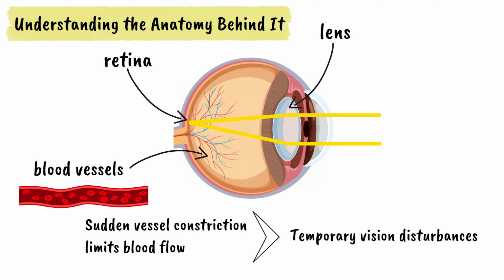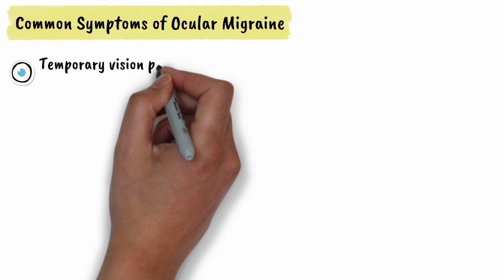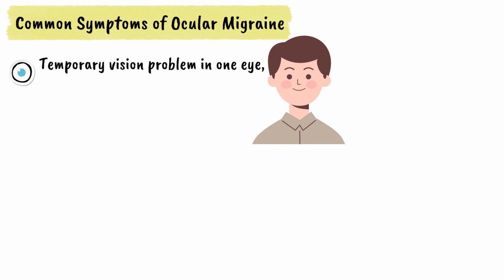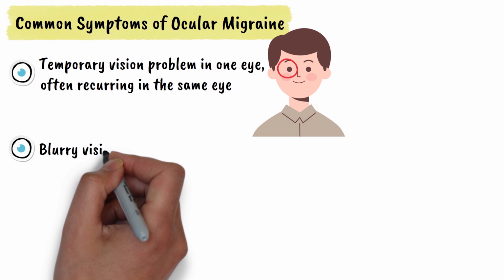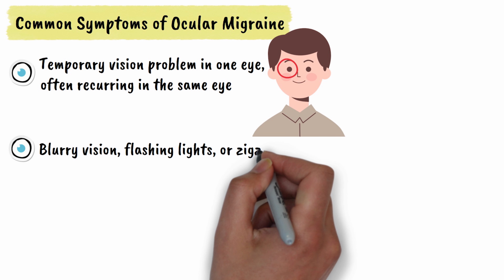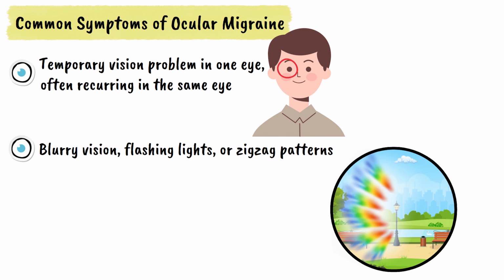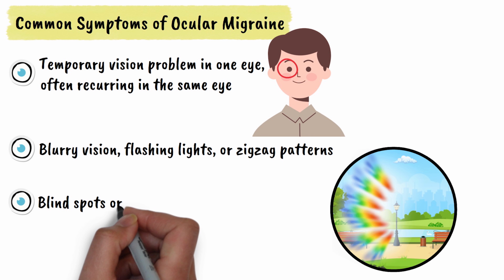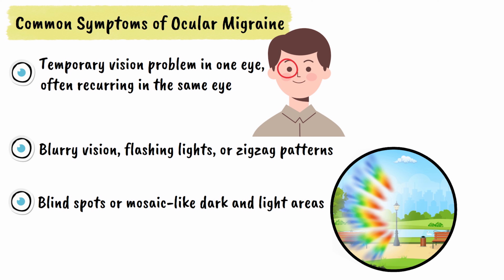Now let's see some common symptoms of an ocular migraine. The most typical symptom is temporary loss of vision in one eye, usually the same eye each time. You might experience blurry vision in just that one eye. Some people see flashing lights or bright flashes that look like sparks. Others describe seeing squiggly patterns or zigzag lines in their vision. You might notice blind spots, which are areas where you cannot see. These blind spots might form mosaic-like patterns that look like scattered dark or light spots across your field of vision.